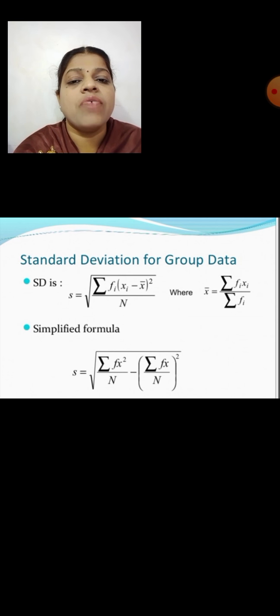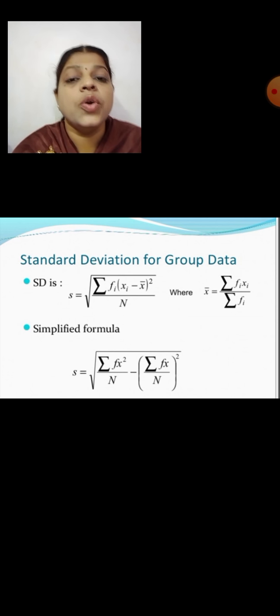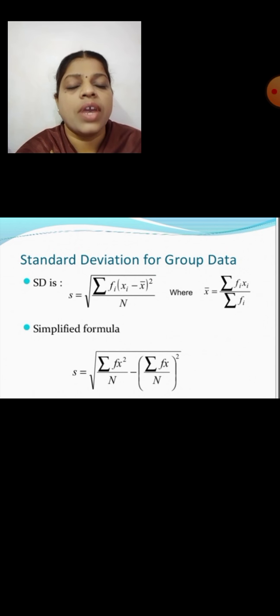And after finding the values, we have to substitute those values and finally we have to find the whole square root of all these values. So this is the manner in which we have to calculate the standard deviation for the grouped data. I'll just explain once again that the only difference between the grouped and ungrouped data is that in the grouped data, we have to multiply with its relative frequencies and calculate the final answers.